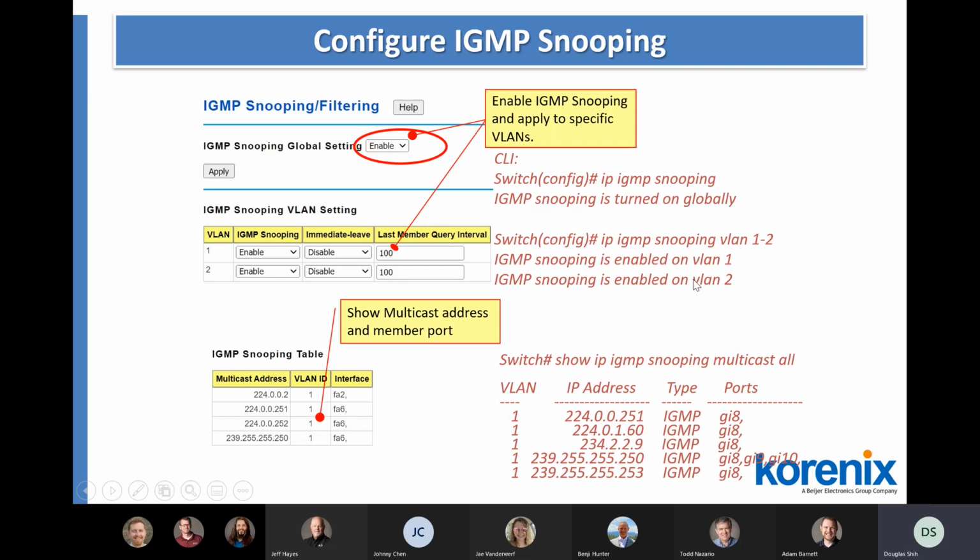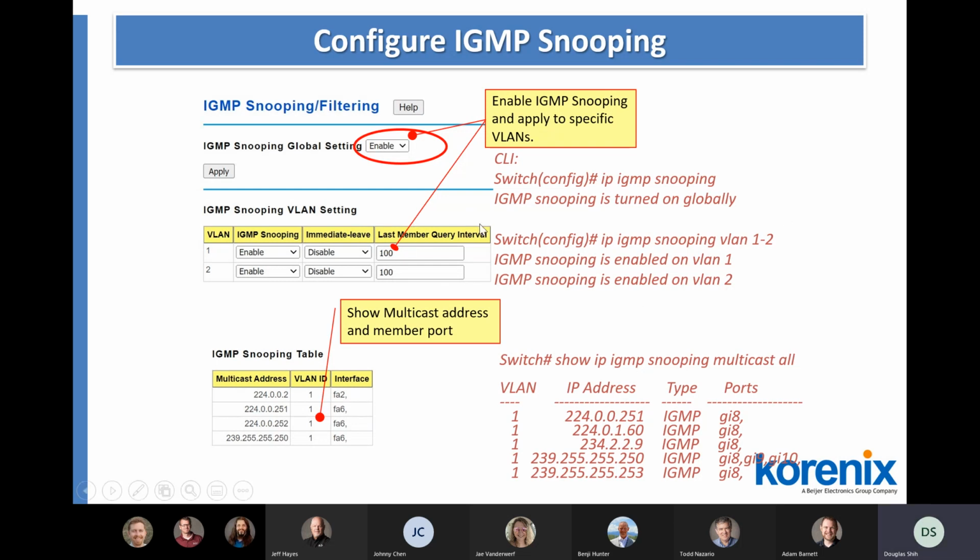And this page is for the IGMP snooping. For IGMP snooping, we need to enable or disable it based on the different VLANs. And for immediate leave, that means if we enable it, the device will not wait for the response, and they will leave the group once they receive the leave message.